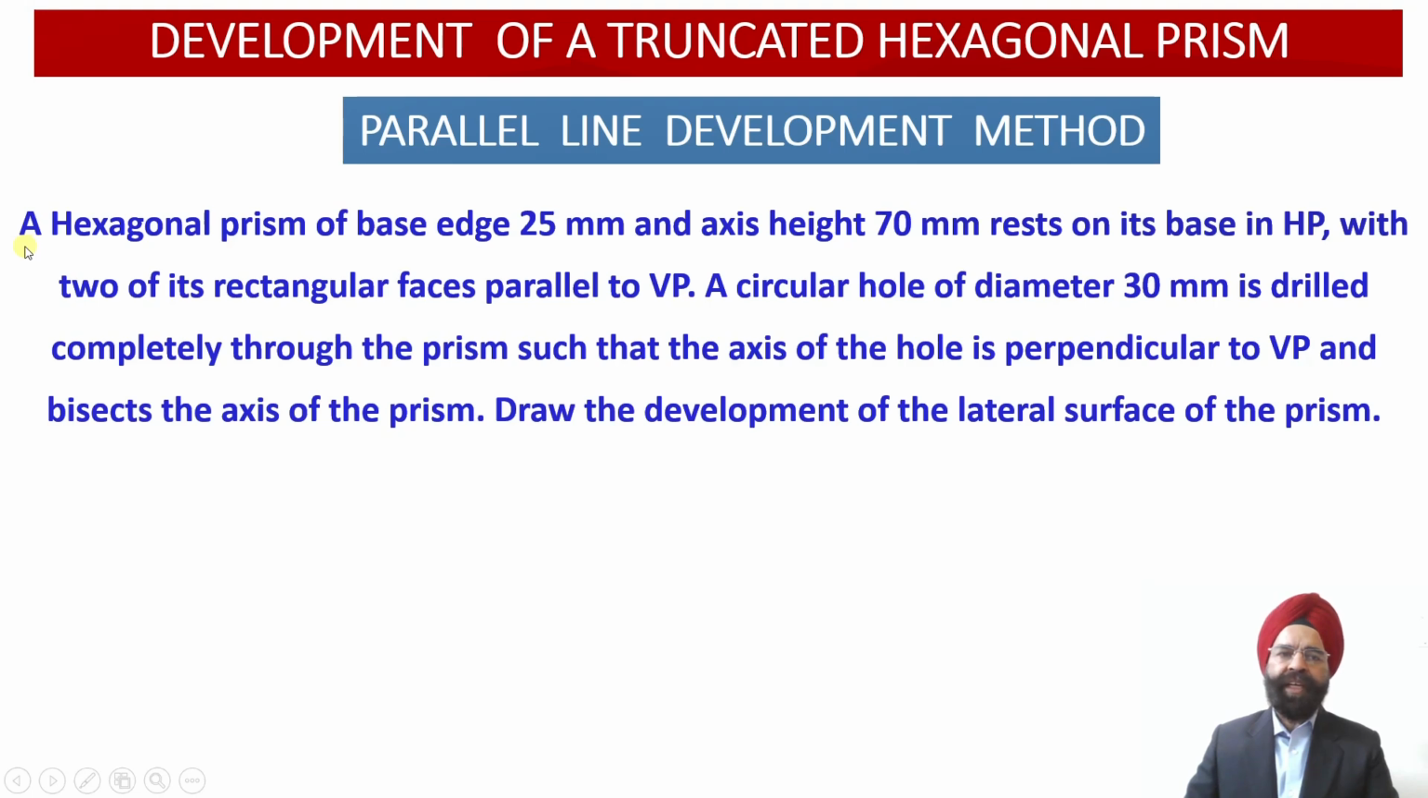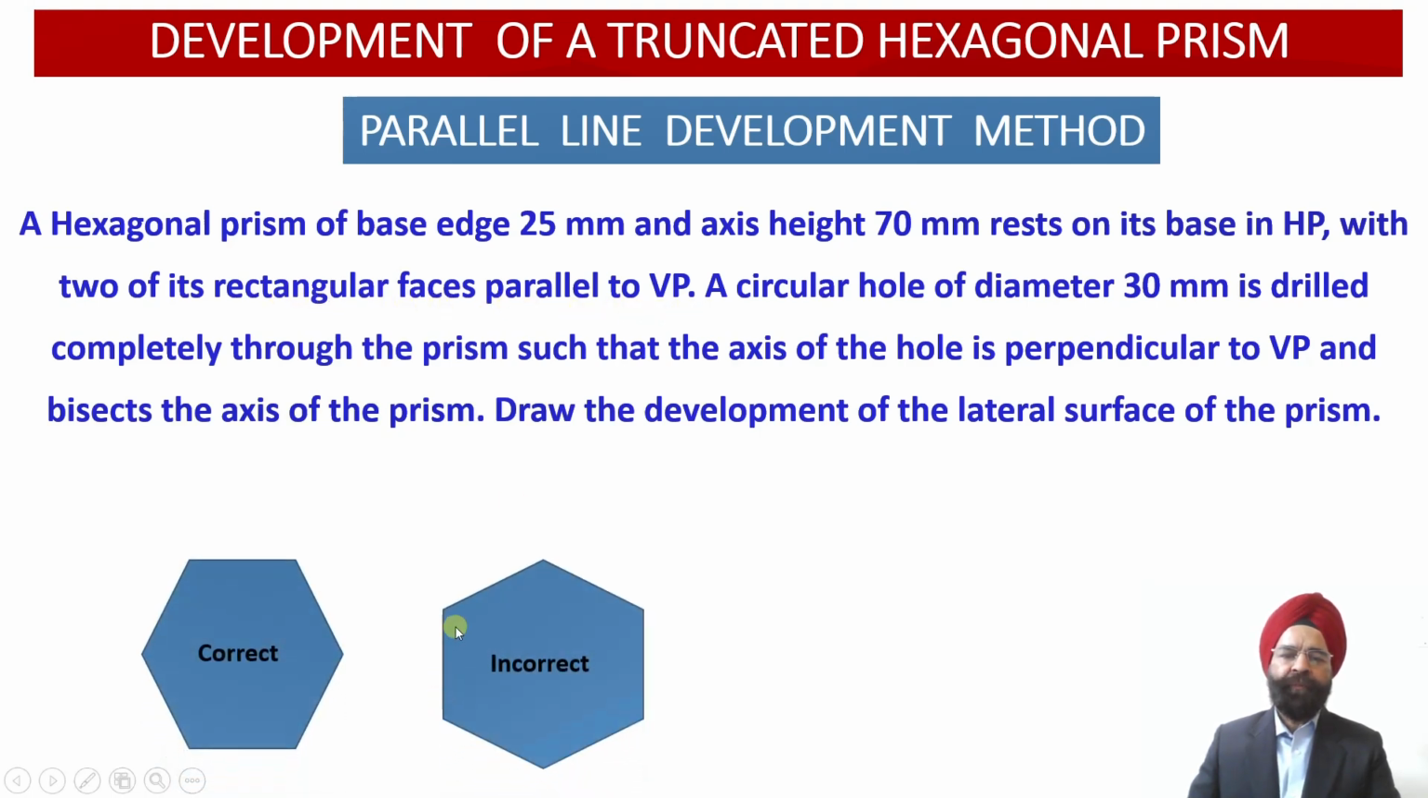Here we have been provided with a hexagonal prism of base edge 25 mm and axis height 70 mm. This hexagonal prism is resting on its base on the horizontal plane with two of its rectangular faces parallel to the vertical plane. If we locate the hexagonal prism on the horizontal plane in this orientation, none of the edges of the base will be parallel to the vertical plane. So this orientation of the hexagonal prism is incorrect.